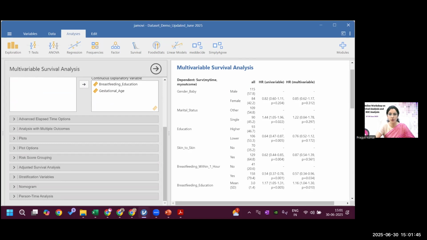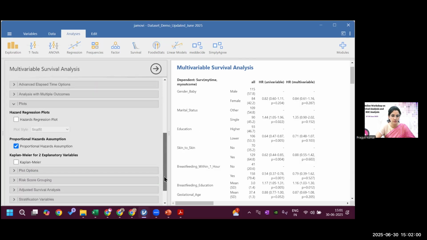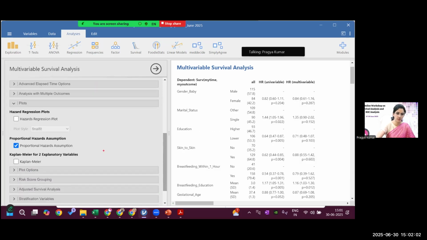It gives you all the univariable and multivariable, but before I put that into the model, let me go to the plot option, not this one. Oh yes, there's this proportional hazard assumption. Can you see this plot?